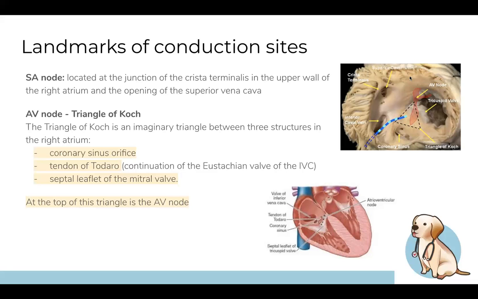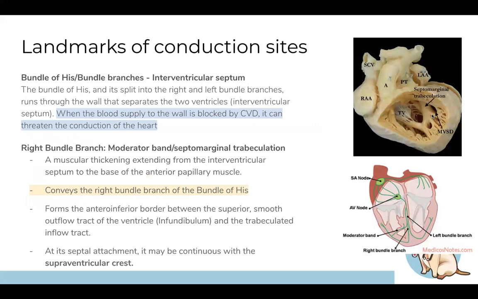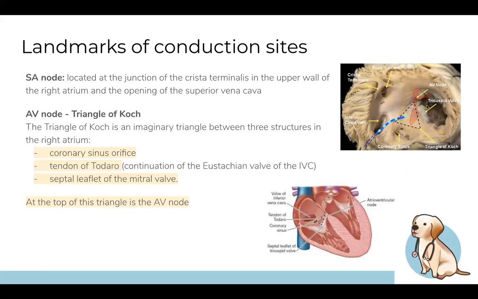Honestly, this picture always confused me, because the triangle doesn't really look like it's going between the 3 points. But anatomists just come up with random things, and that's one of the things they came up with. If anything, just remember these 3 structures: the coronary sinus, the tendon of Todaro, and the septal leaflet of the mitral valve, or even just the mitral valve.